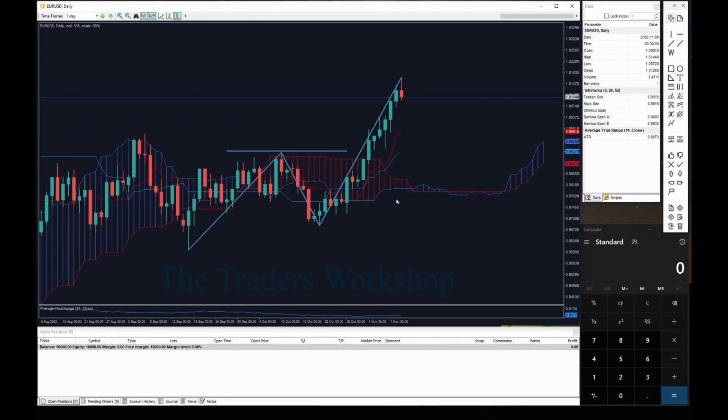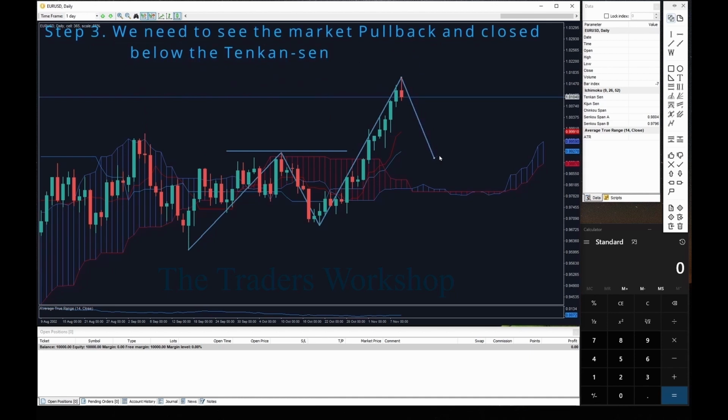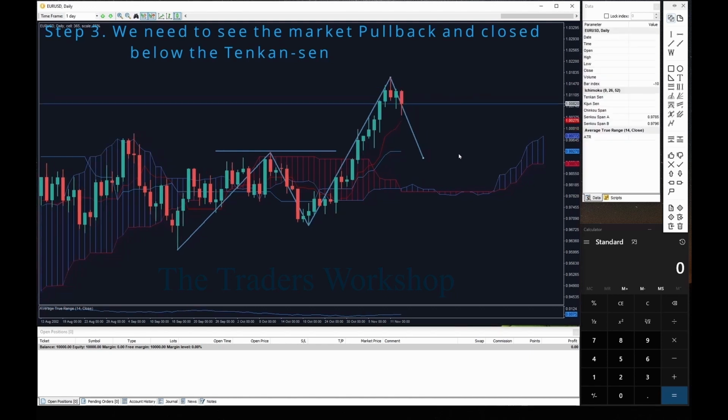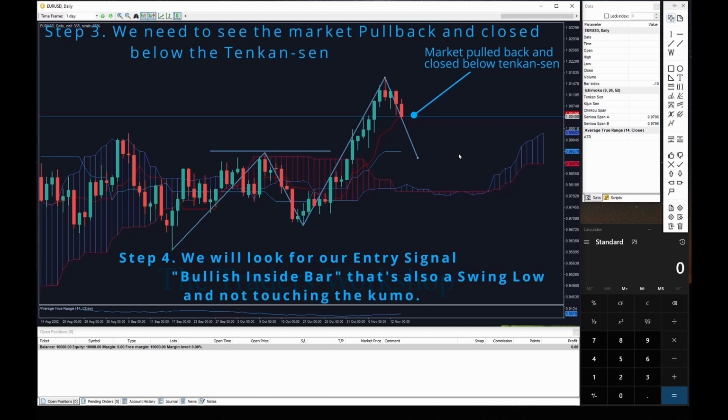Now that we have a market that made a higher low and higher high above the bullish Kumo, and breaks above the initial high, for step 3, we need to see the market pull back and close below the Tenkan Sen. And from there, step 4, we will look for our entry signal, which I will discuss in detail in a moment. Let's proceed and wait for the market to pull back and close below the Tenkan Sen. Now that the market pulled back and closed below the Tenkan Sen, step 4, we will look for our entry signal, and that is a bullish inside bar.